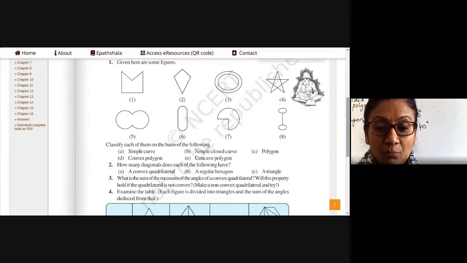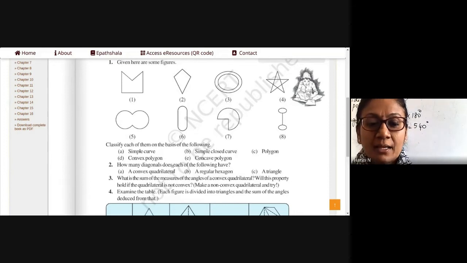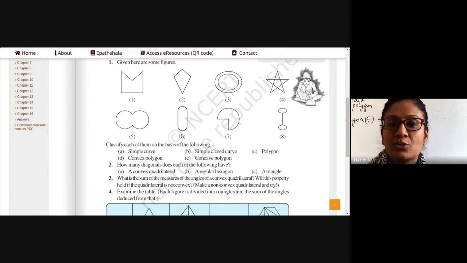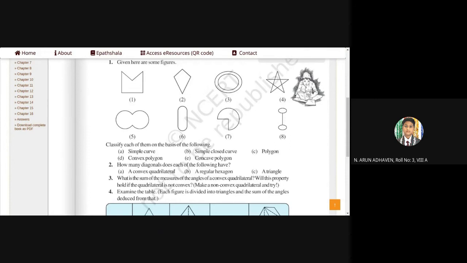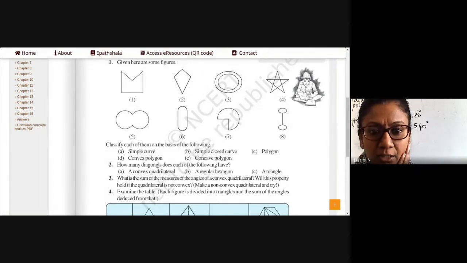Now, I wanted to discuss one more thing quickly before I forget. The second question says: how many diagonals does each of the following figures have? Now, how will you know? Is there a general formula which will allow me to calculate the number of diagonals for any polygon? Number of vertices. Only diagonals are asked. What is the confusion?